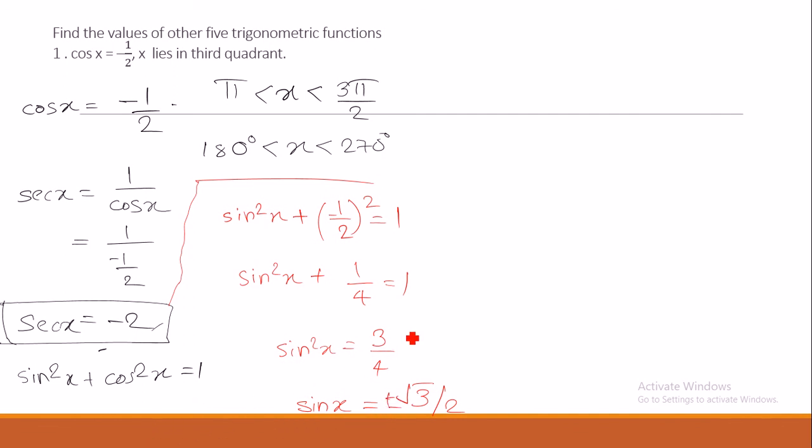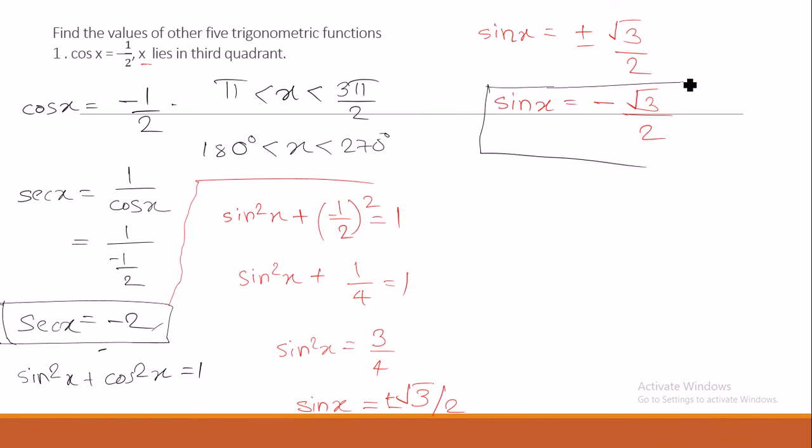So what is the value of sin x? Plus root 3 by 2 or minus root 3 by 2? Basically x lies in the third quadrant, and in the third quadrant sin theta is negative. So sin x is equal to minus root 3 by 2 because theta is in the third quadrant. So we take sin theta as minus root 3 by 2.